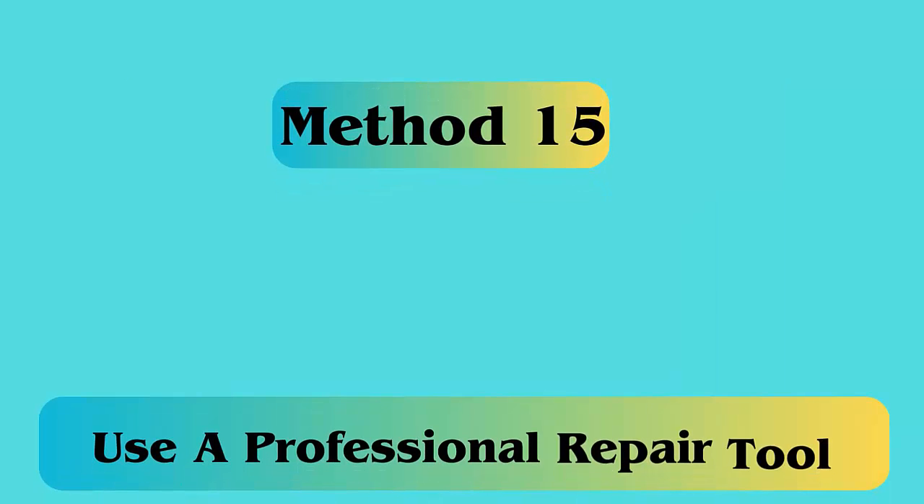Method 15. Use a professional repair tool. Go for a powerful tool like Android Repair, one of the best ways to fix all types of issues or errors on Android/Samsung phones. Using this tool, you can easily fix errors like BeReal notifications not working.